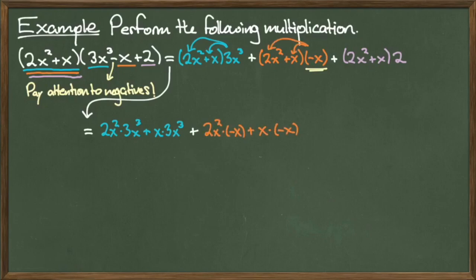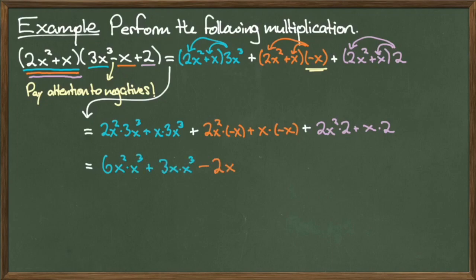Do the same thing with the next term. Negative x distributes onto 2x squared plus x and gives 2x squared times negative x plus x times negative x. Lastly, distributing the 2 along 2x squared plus x gives 2x squared times 2 plus x times 2. Simplifying further gives 6 times x squared times x cubed plus 3 times x cubed minus 2x cubed times x minus x times x plus 4x squared plus 2x.